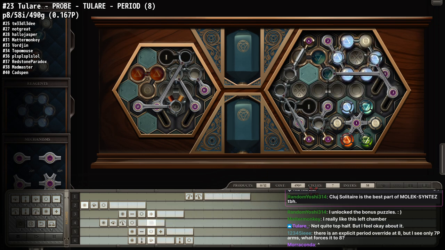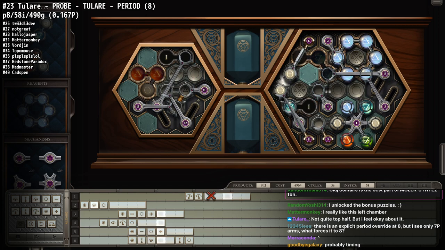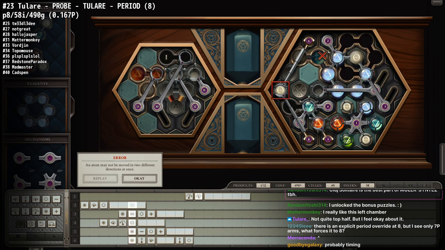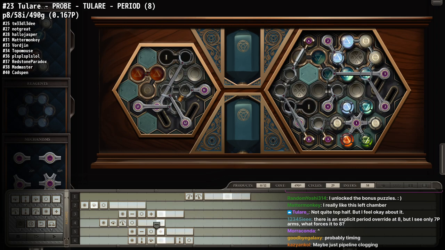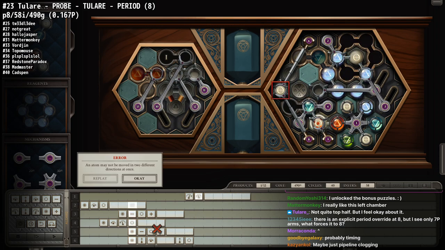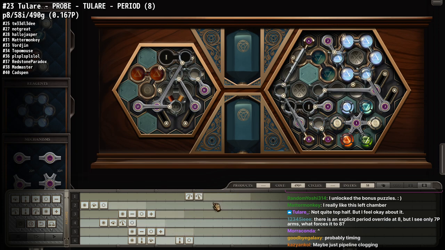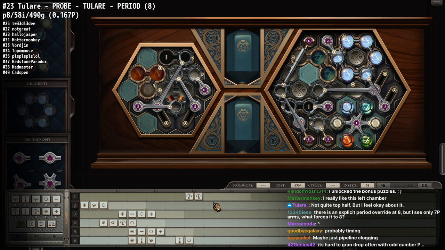Let's try removing it and see what breaks. Probably a lot, because everything's tuned. Oh, wait, it makes this output. Oh, but this gets grabbed? Oh, it re-grabs. Odd number periods are hard to work with. Oh, pipeline clogging, maybe. Yeah, I'm not sure.